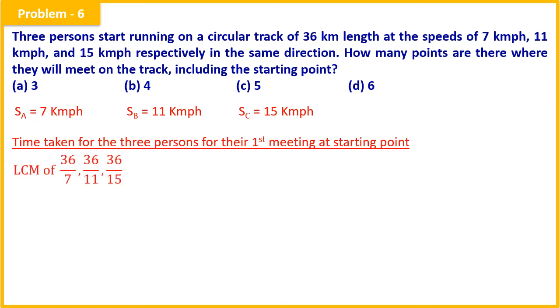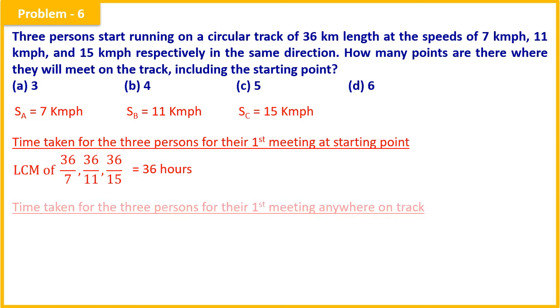So we will take the LCM of 36 by 7, 36 by 11 and 36 by 15. The LCM of any fractions can be found as the LCM of the numerators divided by the HCF of the denominators, which comes out to be 36 hours.